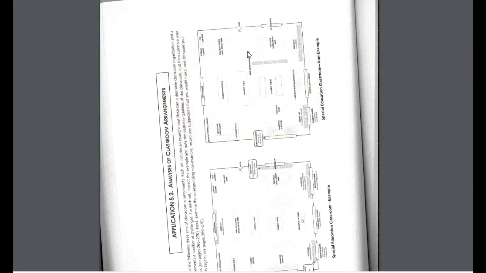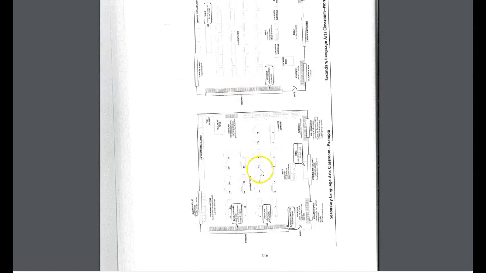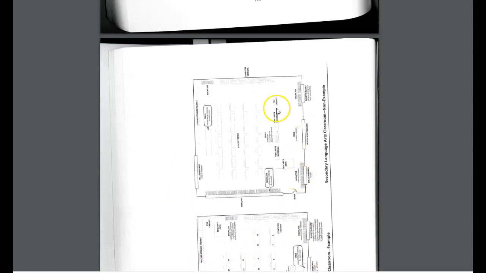Okay, hopefully that makes a little more sense than what I was just saying. So same thing for the primary classroom and same thing for the secondary one. For the secondary language arts classroom example, you will look right here at this example and describe 3 desirable qualities that are in this classroom arrangement. And then you will look here at the non-example, and that's where you will provide your suggestions.